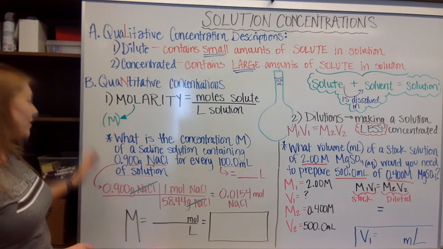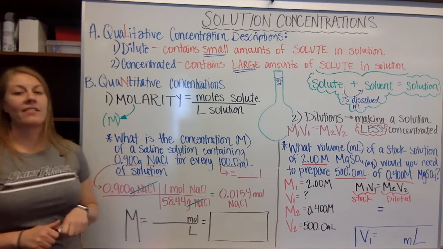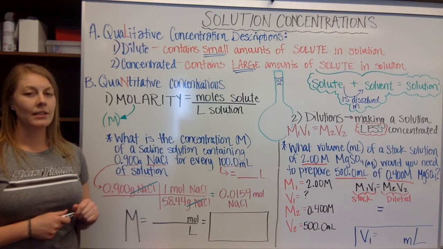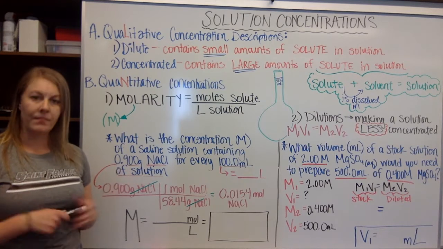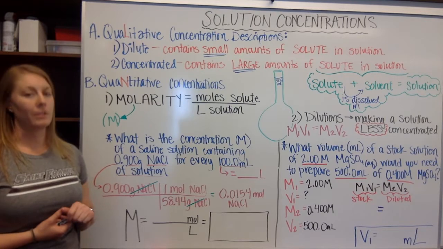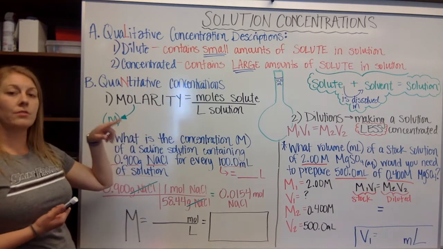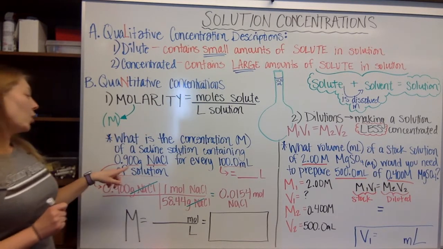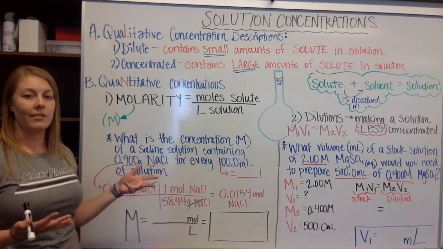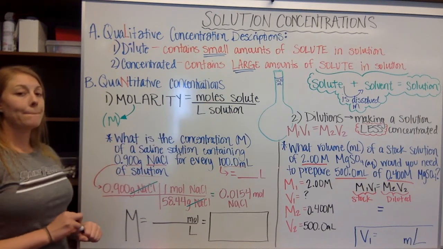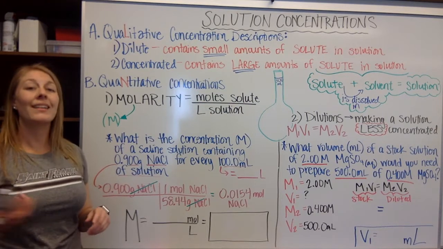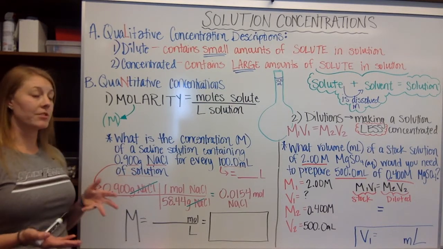So for this question, what is the concentration of a saline solution containing 0.9 grams of NaCl? And saline is just a saltwater solution. 0.9 grams of NaCl for every 100 milliliters of solution. So we're looking for the moles of solute and the liters of solution. We can see we have 0.9 grams of NaCl dissolved in this solution. That's our solute. But we're given grams and we need moles. Luckily, you guys already know how to convert from grams to moles.